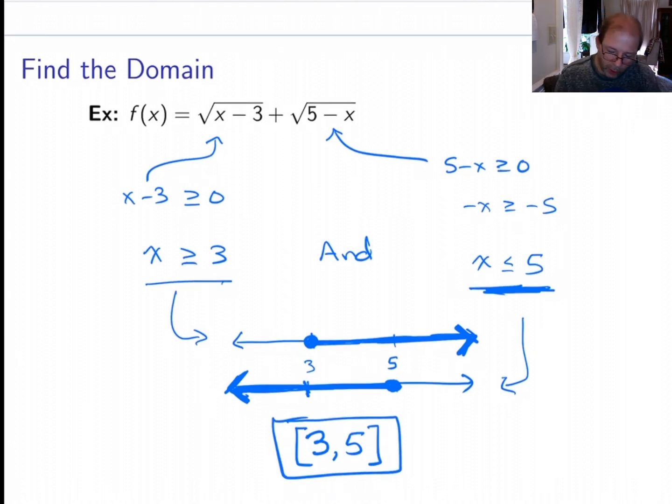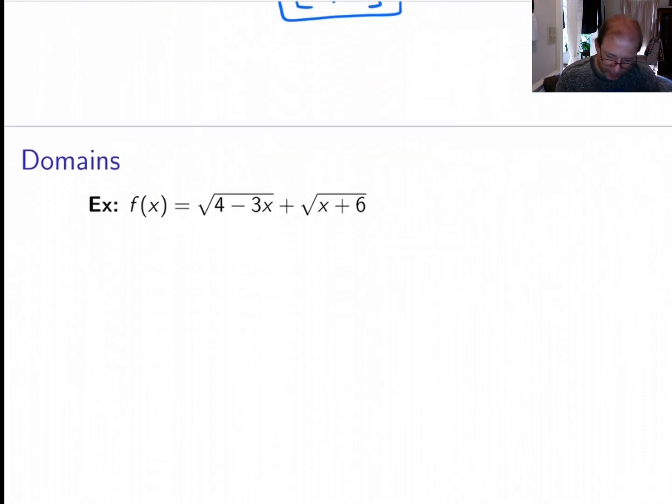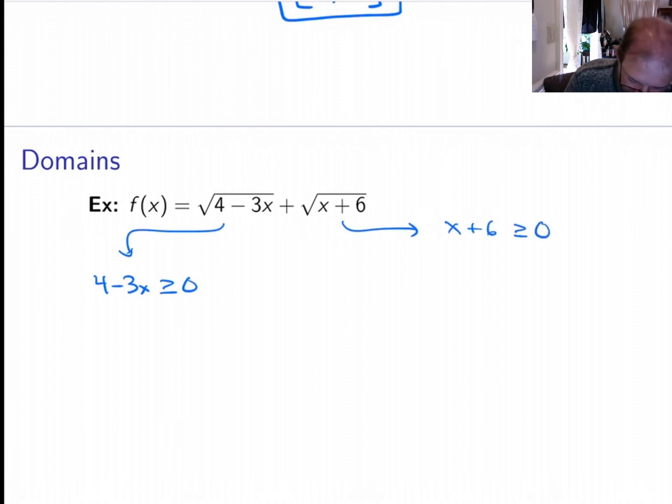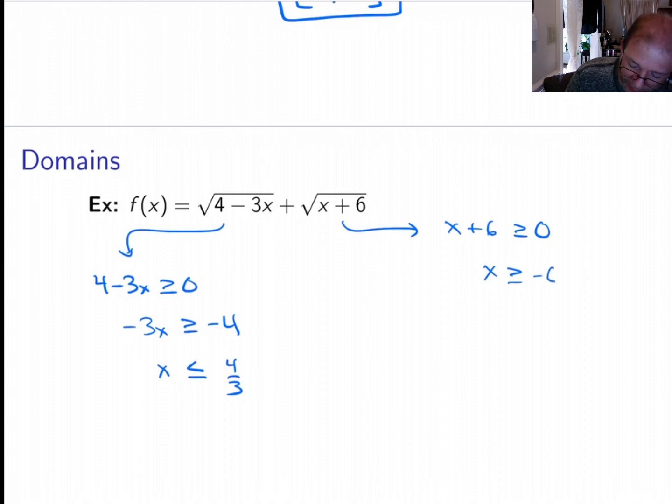All right, let's do one more example. On this one, again, this says 4 minus 3x has to be at least 0. This says x plus 6 has to be at least 0. So if I rearrange this, negative 3x is at least negative 4, so x is less than or equal to 4/3. This says x is greater than or equal to negative 6.